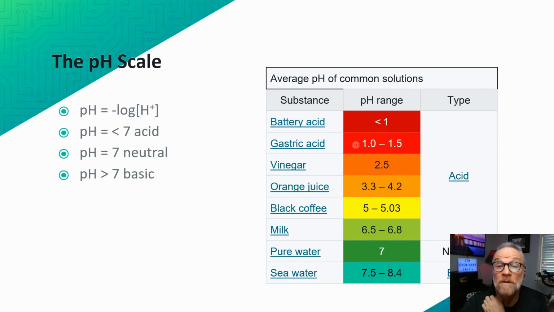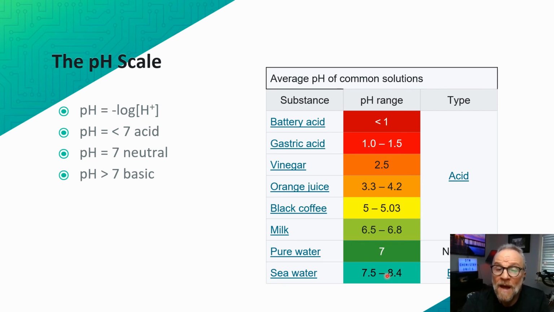Gastric acid that's in your stomach that helps you to digest your food is between 1 and 1.5. Vinegar is 2.5. Okay, so it's a relatively weak acid. Orange juice has citric acid in it, 3.3 to 4.2. Black coffee is a little less acidic than orange juice. And then milk is very close to neutral, 6.5 to 6.8. And then pure water is 7, and then seawater is 7.5 to 8.5.